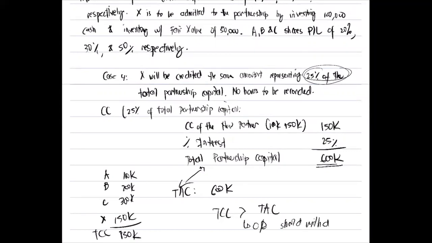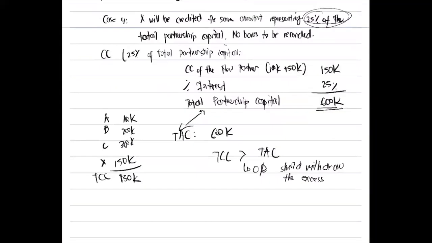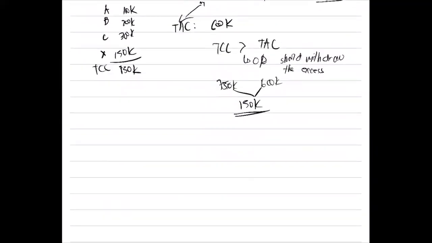Should withdraw the excess. So here, the other partners should withdraw the excess of 150,000 because this is 750 and this is 600,000. So the difference is 150,000. You need to withdraw.